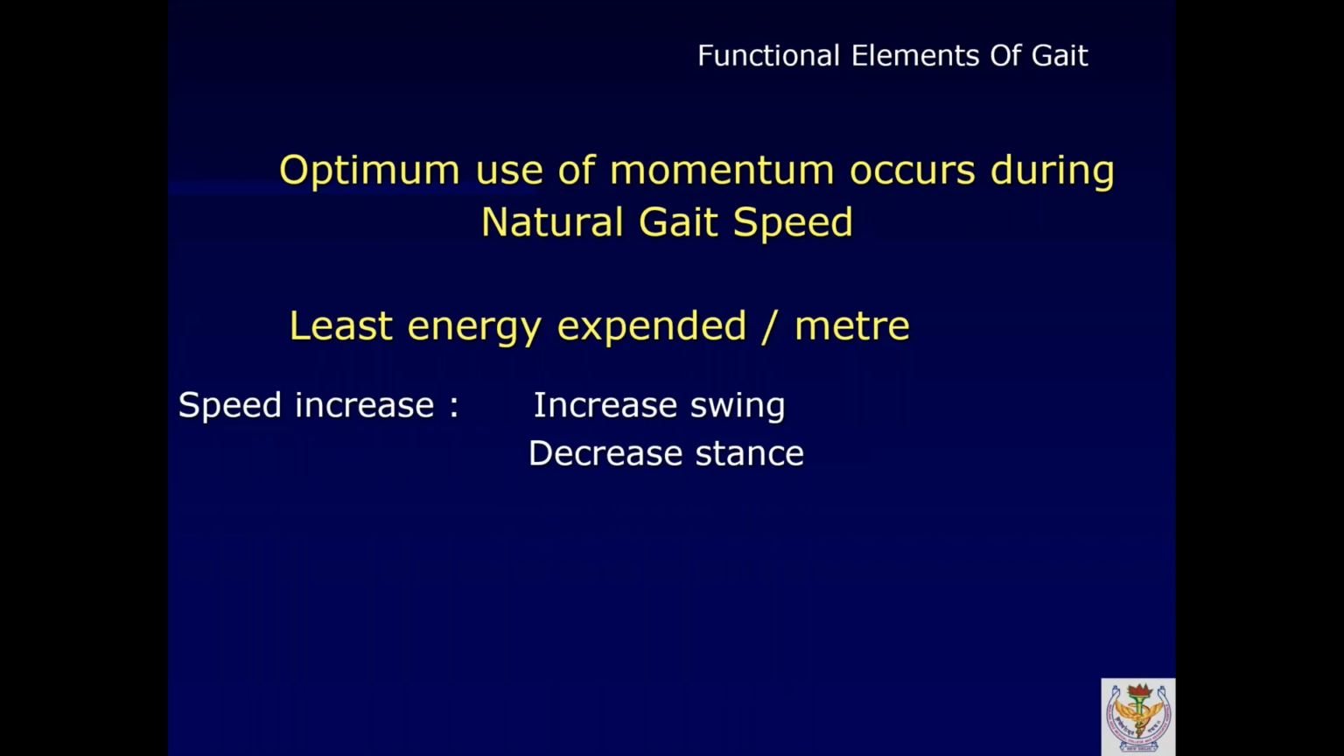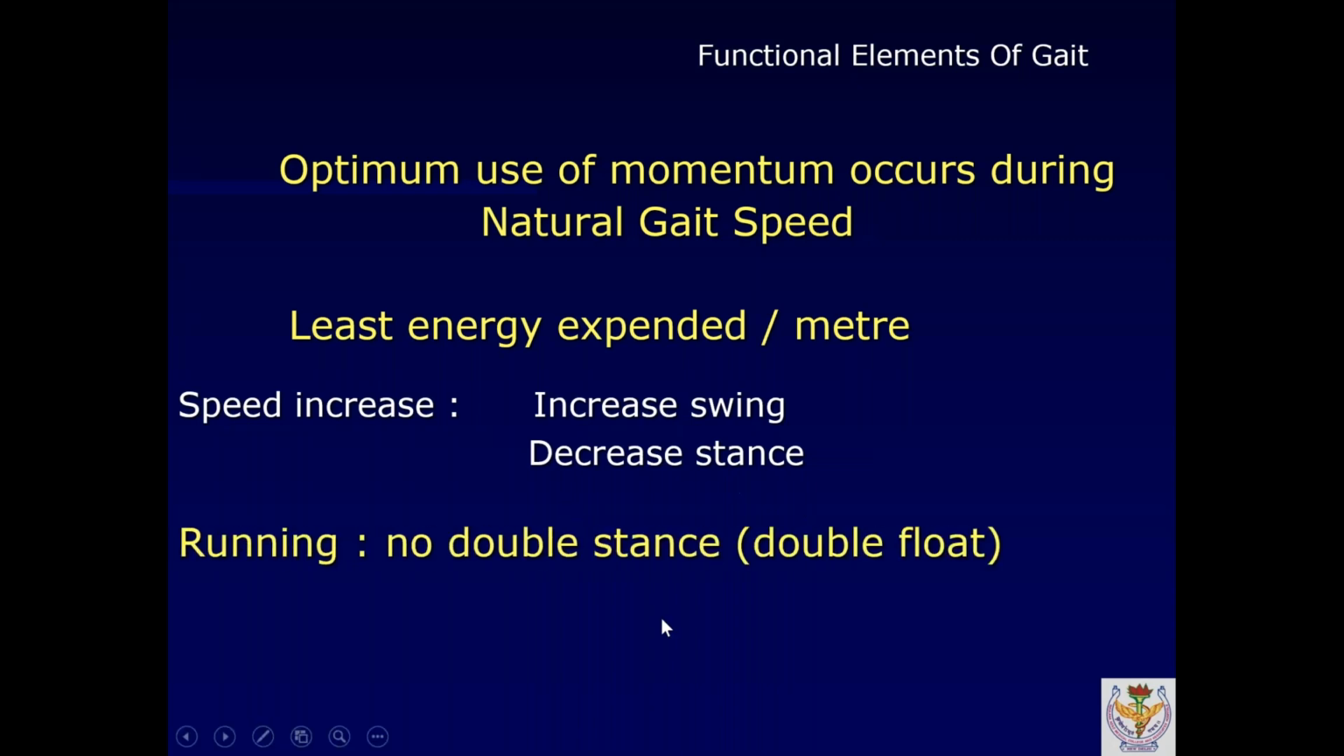When a person starts walking faster, when the speed increases, there is an increase in the swing phase and a decrease in the stance phase, right? In fact, when a person is running, there is no double stance. It's known as a double float. Both the feet are never touching the ground during running, right? So double stance is not there.